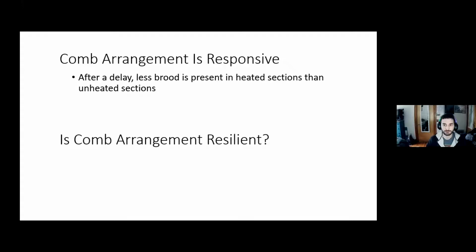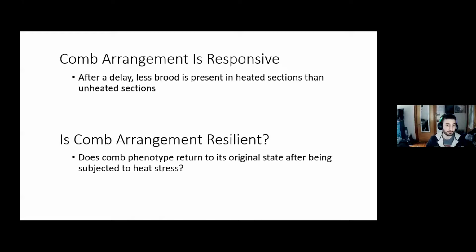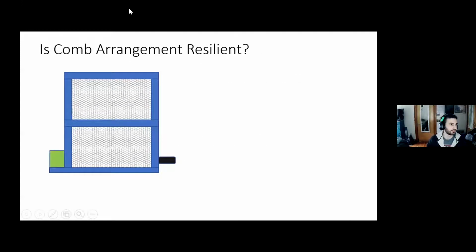And remember, resilience is the capacity of a biological system to return to its original state after perturbation. So for bees, what that means is, can comb phenotype return to its original state after being subjected to heat stress? So here I used a similar experimental design as my previous study. Again, we have our 2-frame observation hive, except this time, instead of placing a heating pad on the top and the bottom, I had both of my experimental areas on the bottom.